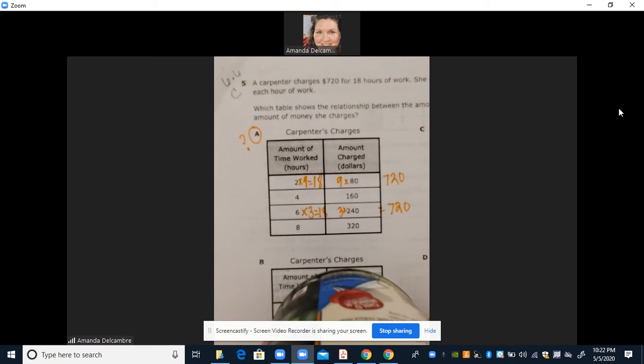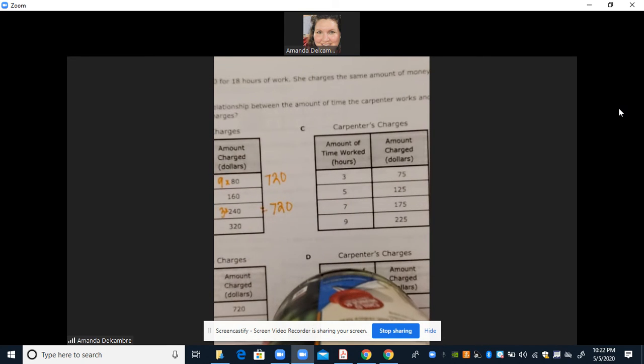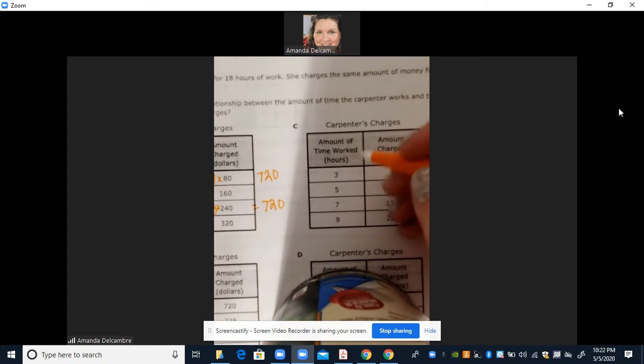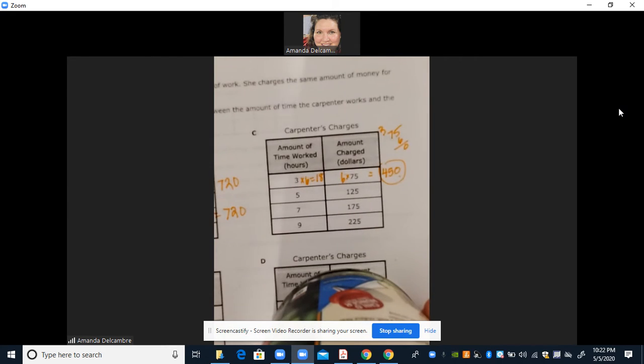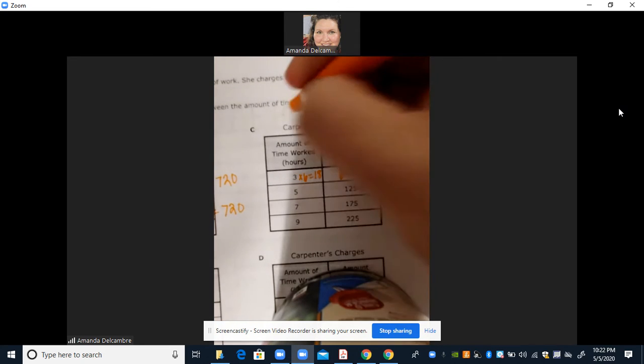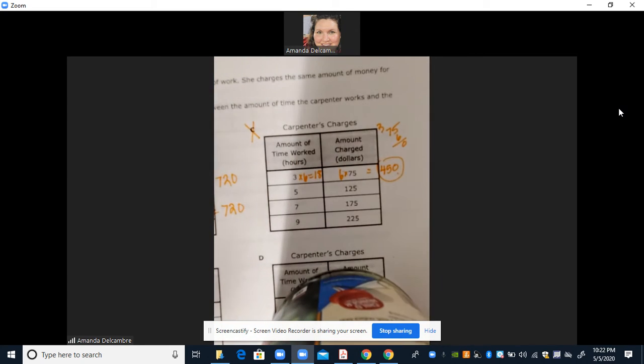Okay, so it worked for 2, but let's just go and see if there's something else that we can work with. Okay, so remember we need to figure out 18. Well, 6 times 3 gives me 18 hours. 75 times 6 gives me 450. Are 450 and 720 the same answer? No, they're not. So I could eliminate C because it didn't work there.